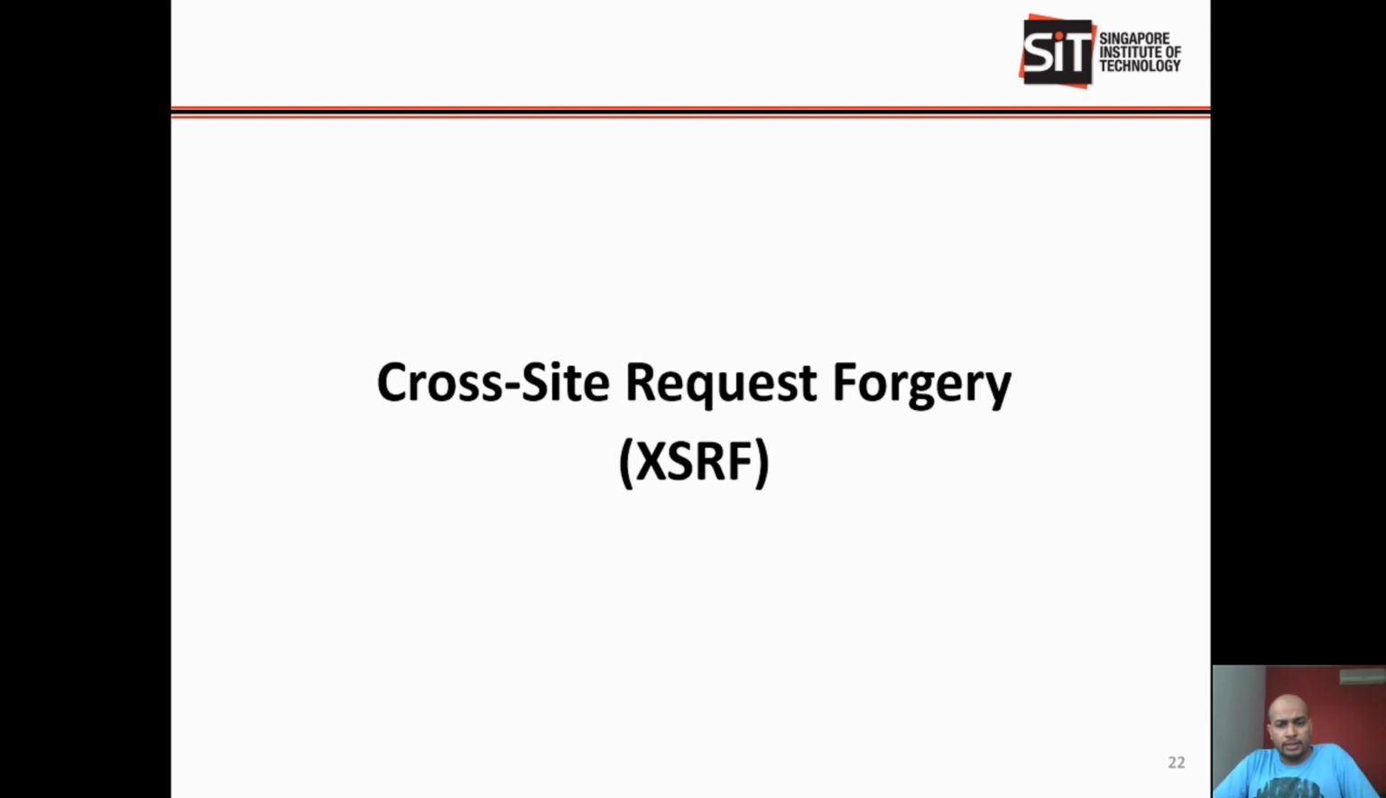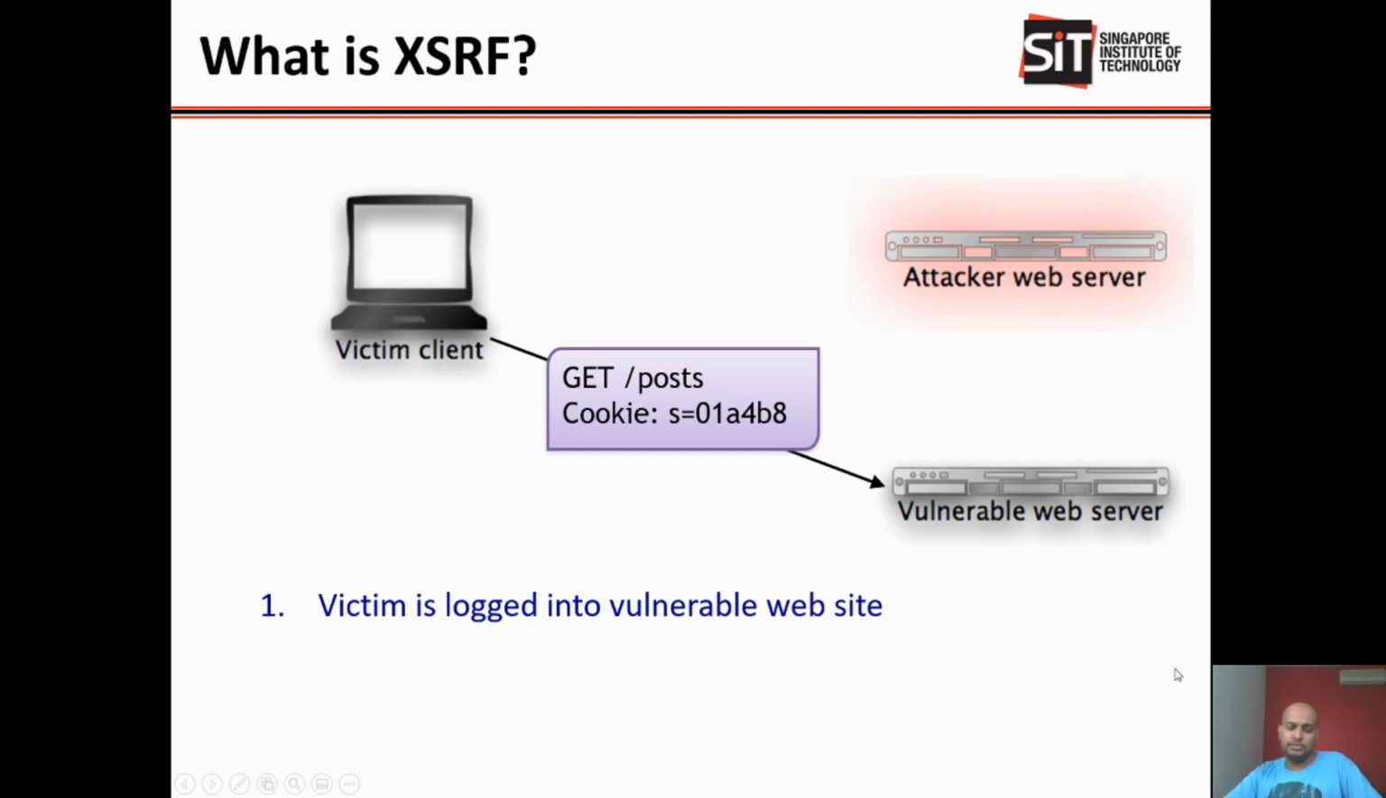Now let us look at the next attack, which is cross-site request forgery. In cross-site request forgery, there are three parties involved, just like earlier: a victim client, a vulnerable web server, and an attacker web server. So the first step is a victim is logged into a vulnerable website. Let's assume that your bank account website is a vulnerable website. So you are logged into your bank account, and that is a vulnerable web server.